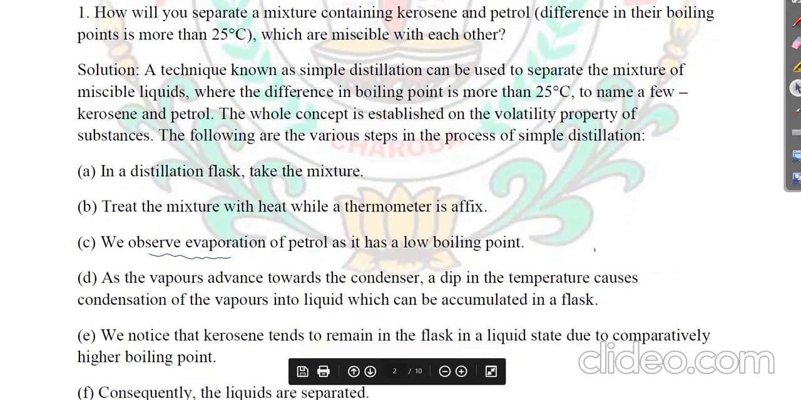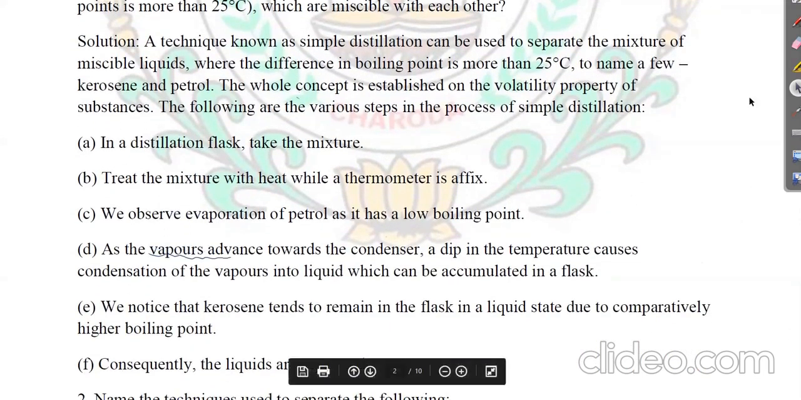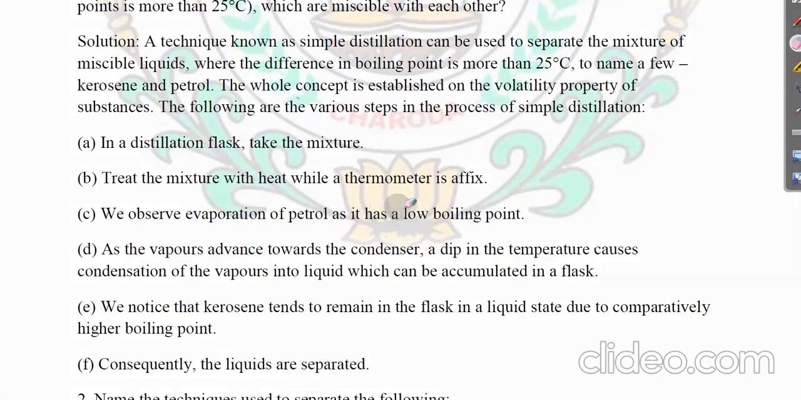Next we observe that when the evaporation of petrol starts, because it has a lower boiling point, as I have told you before, petrol is more volatile than kerosene, so it will start to vaporize first. As the vapor advances towards the condenser, a dip in the temperature occurs. As the vapors of petrol go to the cooling place, the cooling tab or condenser there.